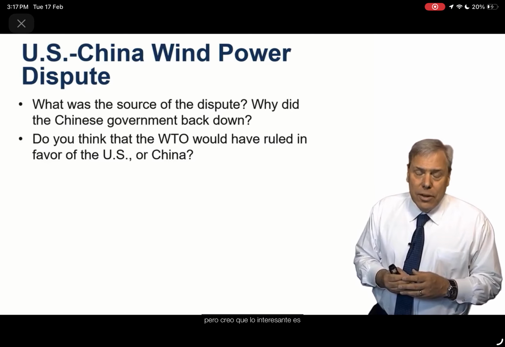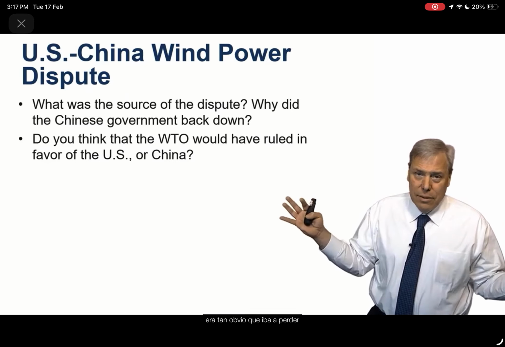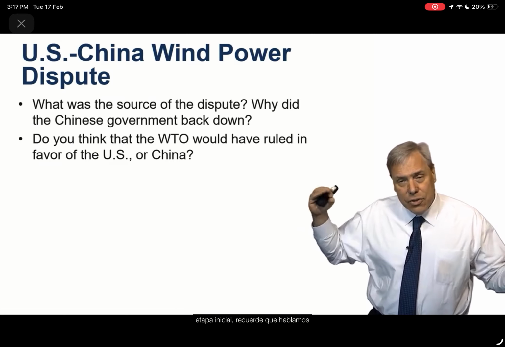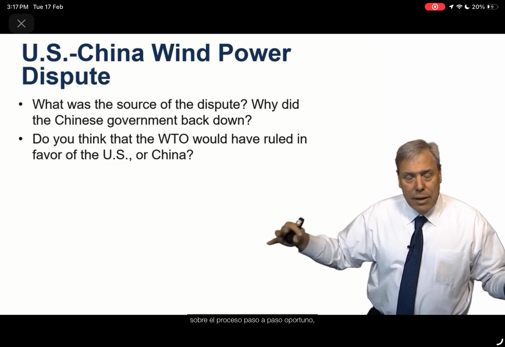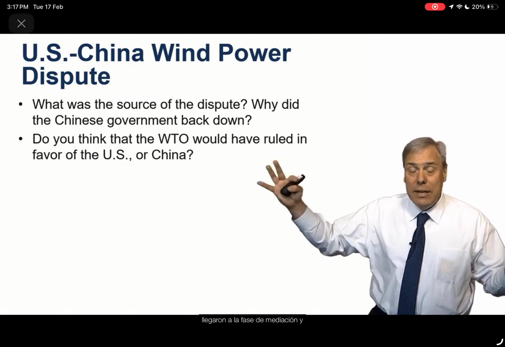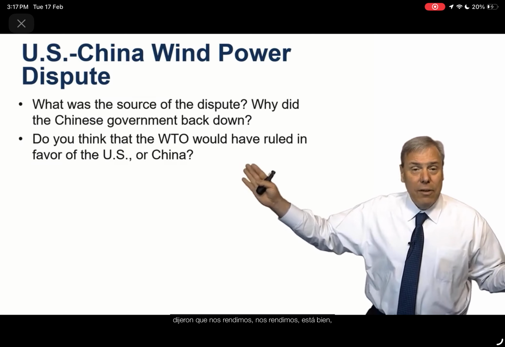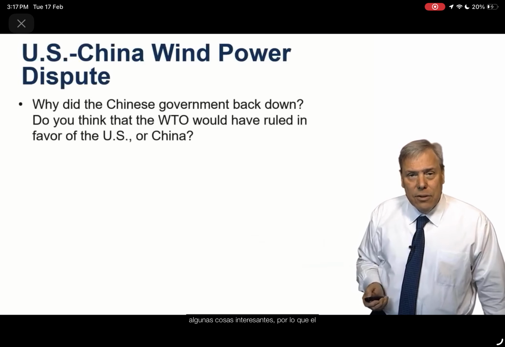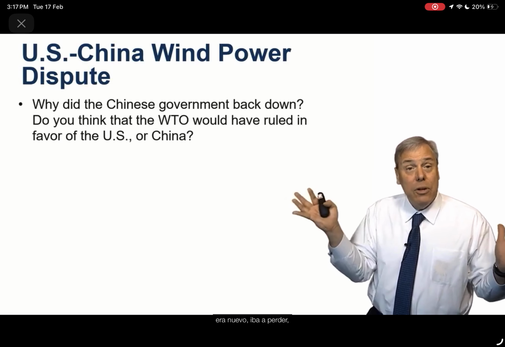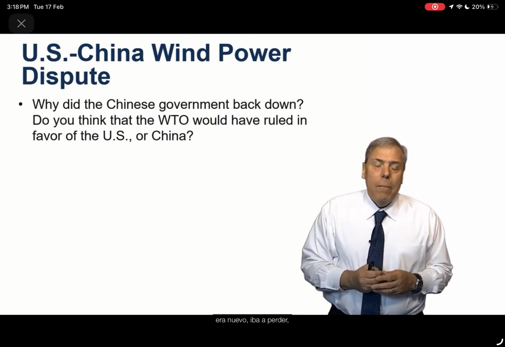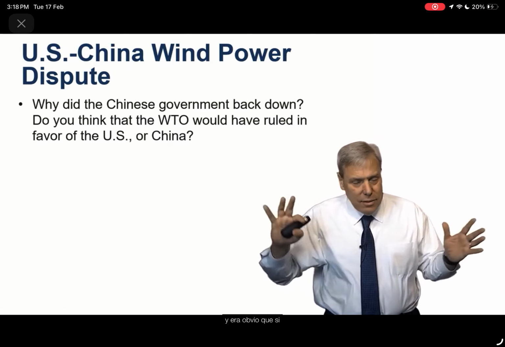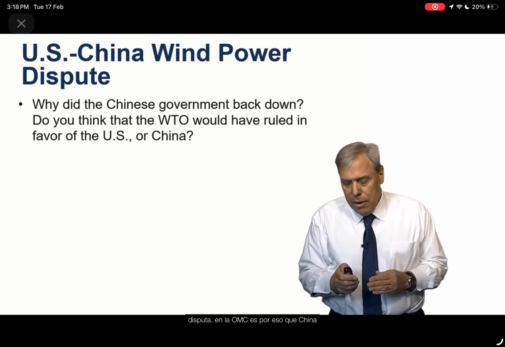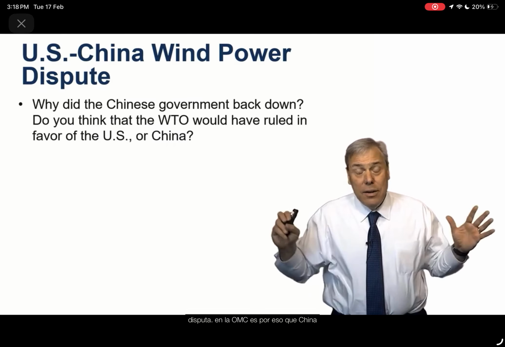But I think what is interesting is it was so obvious that China was going to lose that China just backed down. And at that very initial stage, remember we talked about the step-by-step process, they got to the mediation phase and they said, we give up. Okay. So I think that is interesting. The Chinese government backed down because it knew it was going to lose. Everybody would agree that the U.S. was going to win this dispute in the WTO. That's why China didn't even proceed.